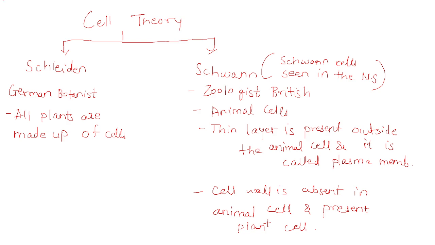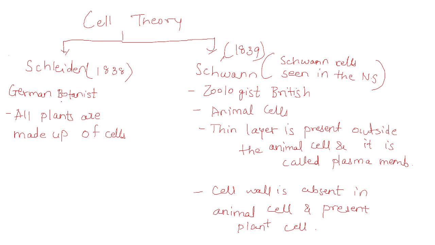When did Schleiden give his statement? In the year 1838. Whereas when did Schwann give his statement? In the year 1839. Yes, these two scientists gave the cell theory, that is Schleiden and Schwann.